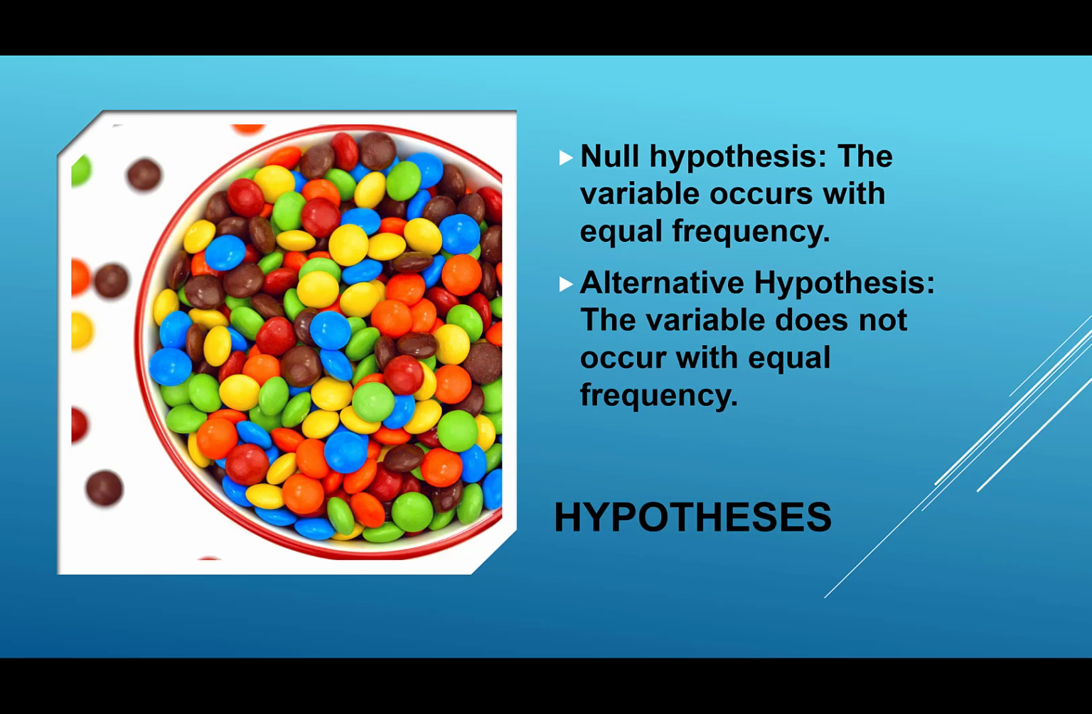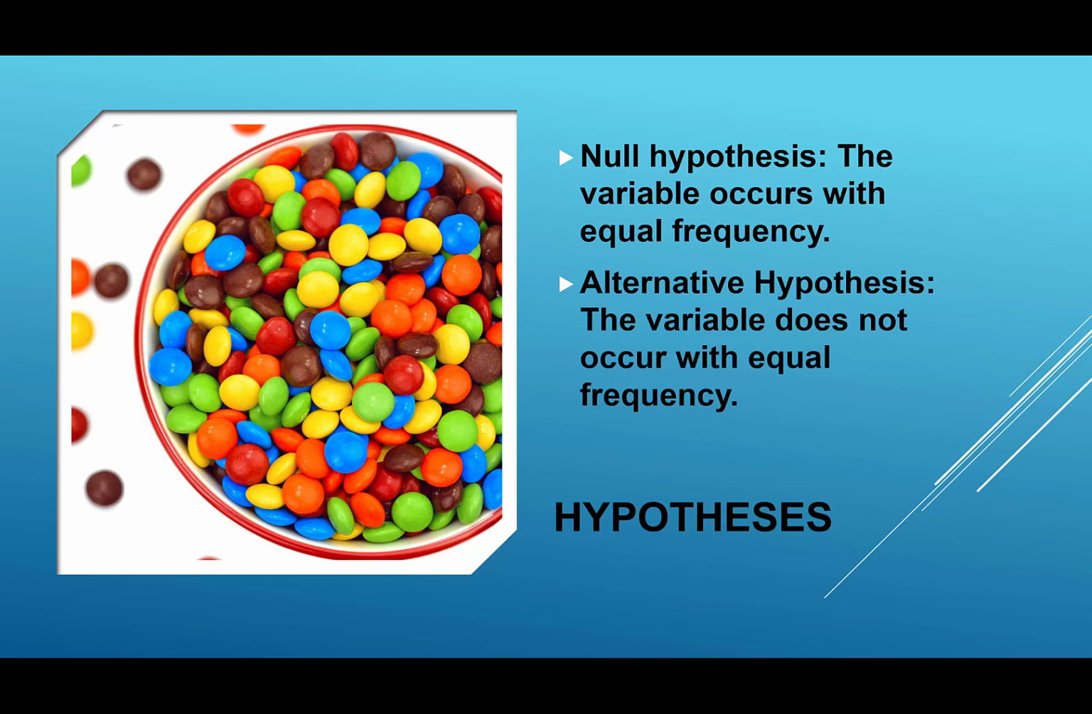Next, let's look at the hypotheses for this type of test. First of all, the null hypothesis will say that the variable occurs with equal frequency. The alternative hypothesis will state that the variable does not occur with equal frequency.